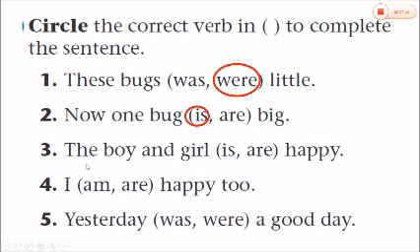Number three. The boy and girl is or are happy? Are happy. Excellent. Why? Because the subject here is more than one. The boy and girl. The subject is more than one, so we take are. Number four, I am or are happy too? I am. Excellent. I takes am in the present. Yesterday was or were a good day? Was a good day. It's one day, so we take was.